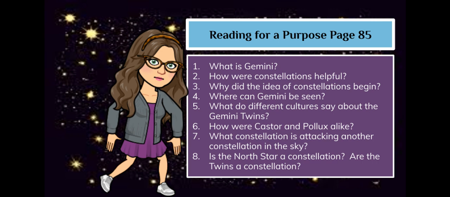Turn to page 83 in your student books. I want you to follow along as I read the Reading for a Purpose prompts aloud. What is Gemini? How were constellations helpful? Why did the idea of constellations begin? Where can Gemini be seen? What do different cultures say about the Gemini twins? How were Castor and Pollux alike?